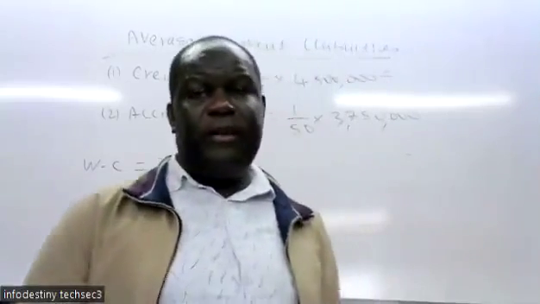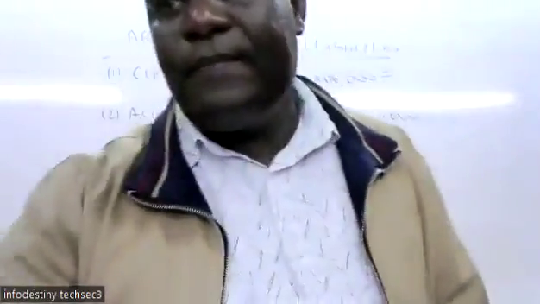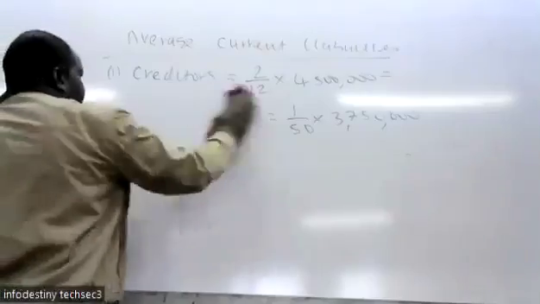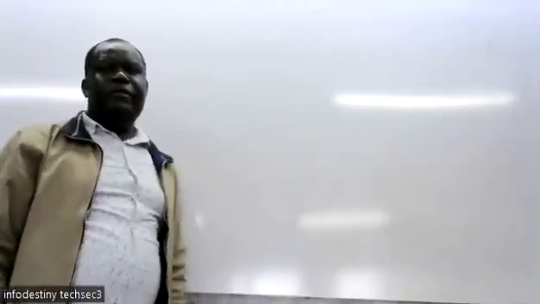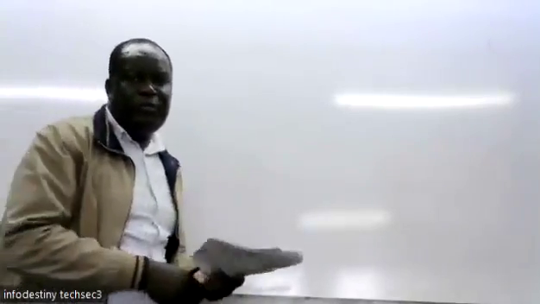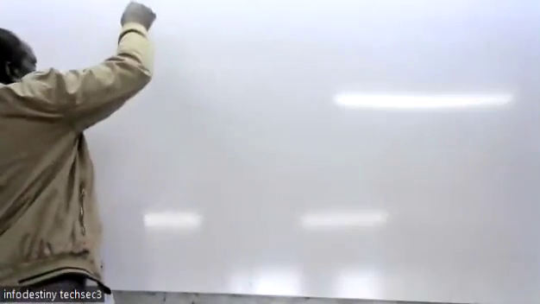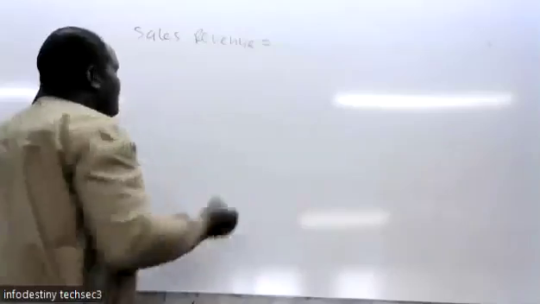So we start by coming up with some workings. This time around, they did not give you the sales in value. They gave you the units and the selling price. So we start with the turnover or the sales. The first working, we calculate the sales revenue, or the turnover.